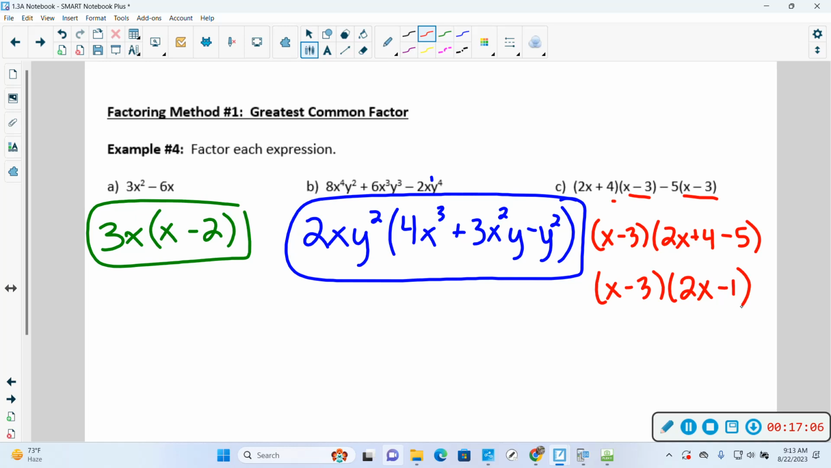Looks like a distributing problem to me. We've got it factored. So kind of a twist on a greatest common factor. You're probably used to things like A and B, pretty straightforward. But both terms did have x minus 3 in them. So that does act like a greatest common factor for you. You can pull that out. It's as wild as that gets.